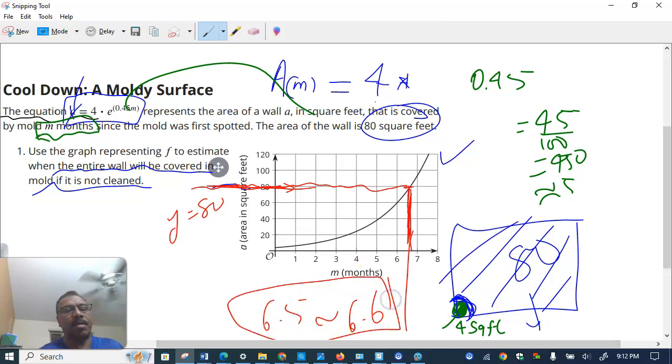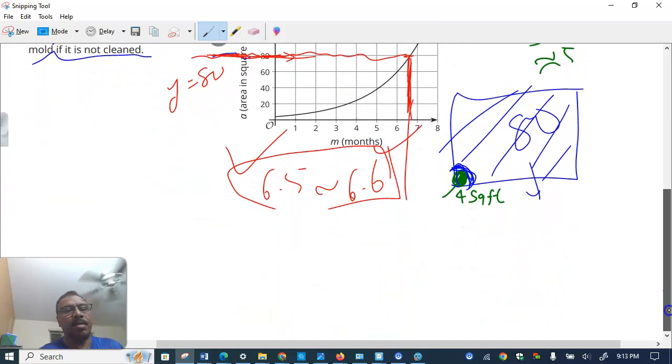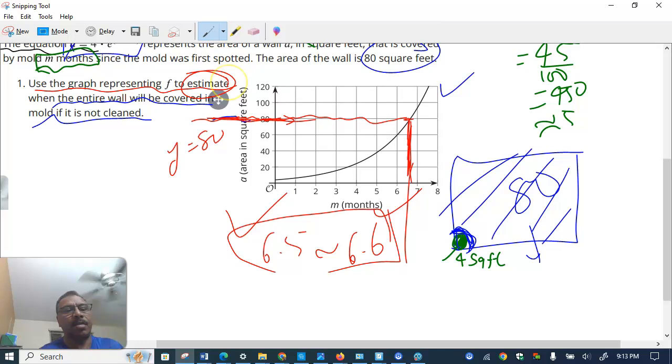But when you put it in the calculator, you can get the answer. Now, that's the first question: use the graph representing this to estimate. So we estimated this or this, both answers are correct. But the second question is, can we use the equation?